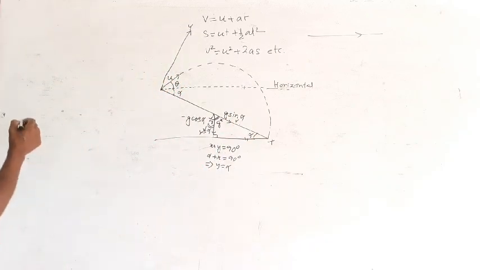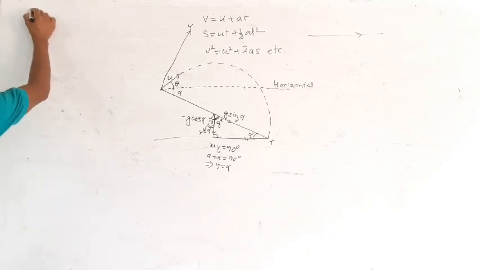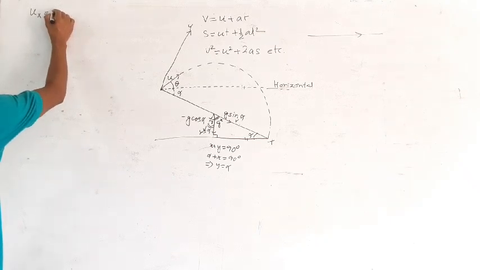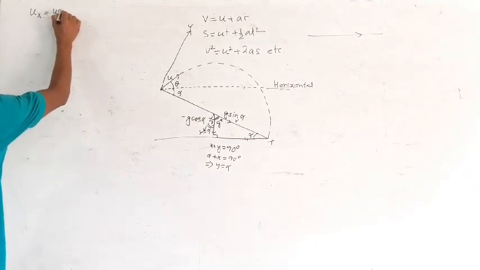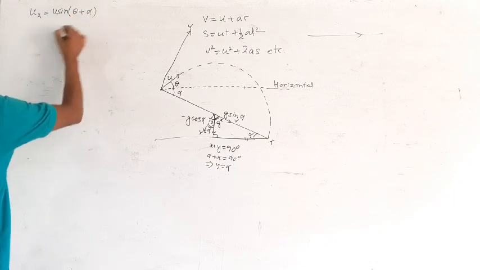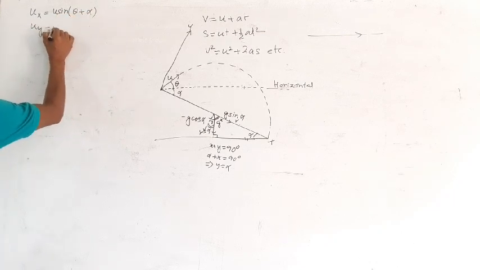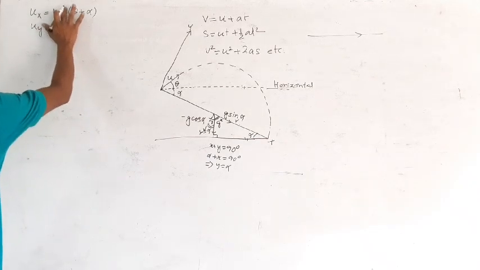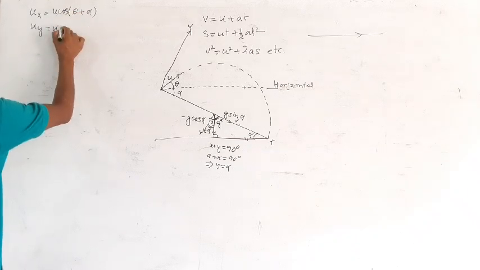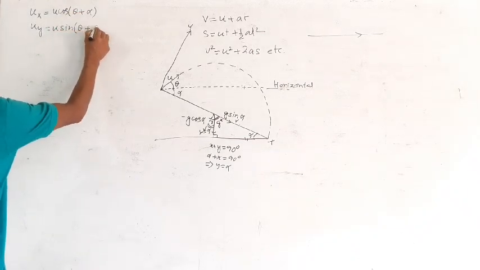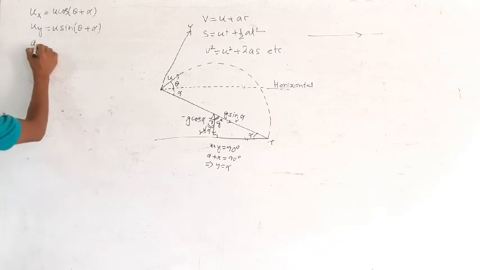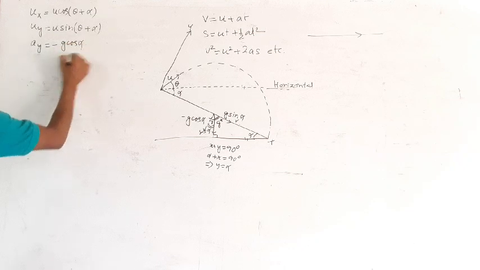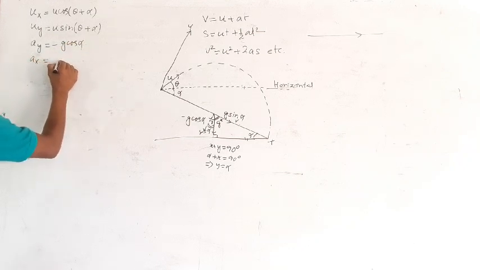Now let us find out the time of flight. To find it out, let's first write the components of the velocities along the x and y-axis. Along the x-axis, the component of the initial velocity is u cos theta plus alpha, and along the y-axis it is u sine theta plus alpha. The component of the acceleration along the y-axis is minus g cos alpha, and along the x-axis it is g sine alpha.